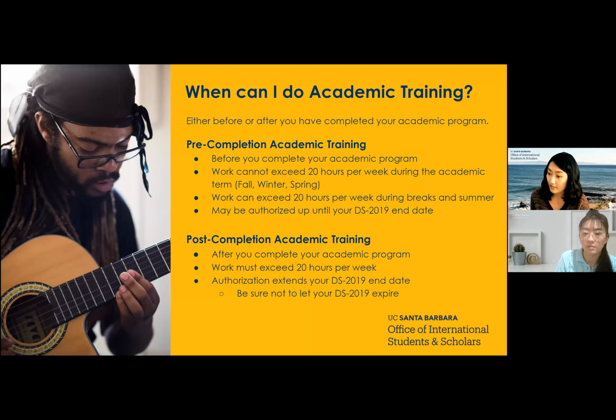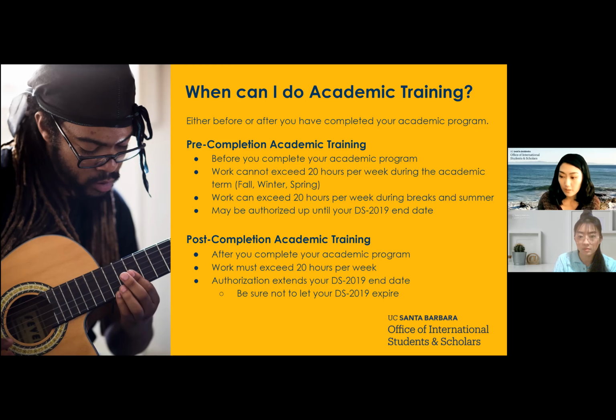When can I do academic training? The answer is either before or after you've completed your academic program. There are 2 types of academic training, the first being pre-completion. The pre-completion phrase refers to before you complete your academic program. So for EAP students, that would just be your either 3, 6, or 9 months of the prescribed program length. And for bachelor's students, academic program completion is when you get the bachelor's degree, so on and so forth.